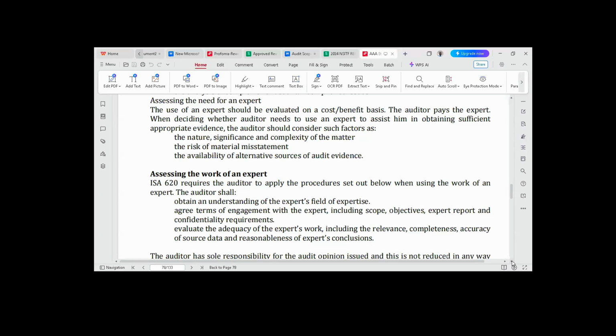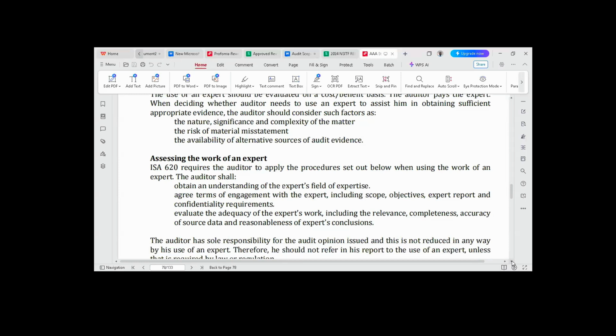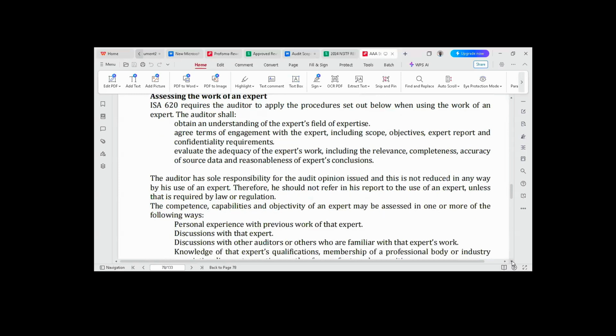And these are the things that make the auditor very, very robust. Make the auditor very, very knowledgeable. Because the auditor is someone that knows so much of everything. So other things the auditor will also need to check, like I said, is the competence of the expert. How will he check the competence of the expert? He will look at his personal experience with previous work of that expert. We need to seek reference, professional reference from other people that the expert has served.